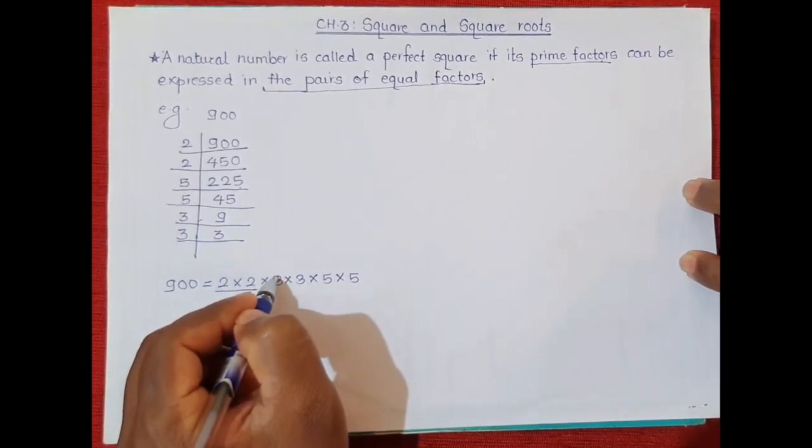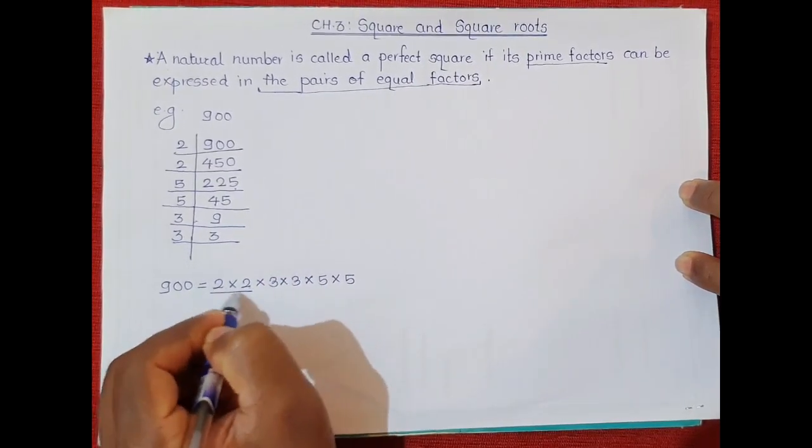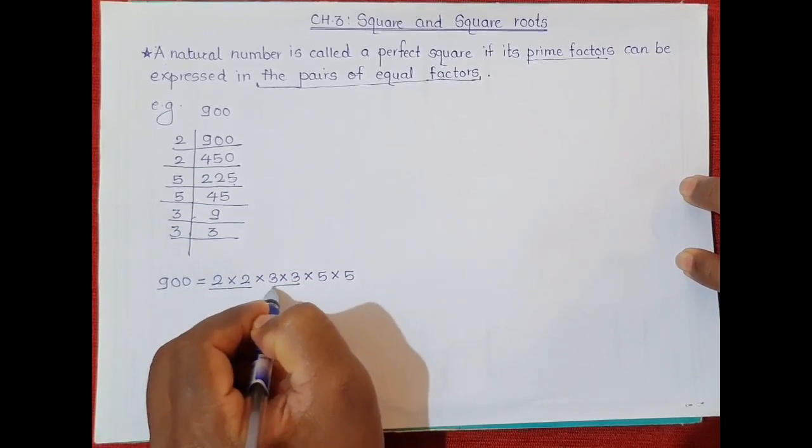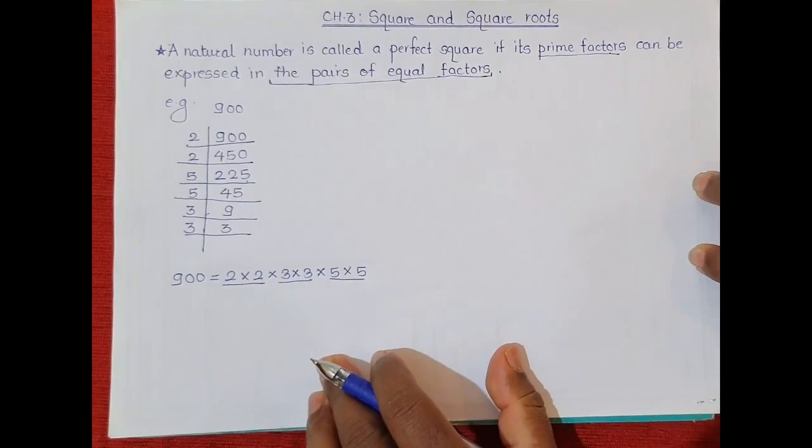2 is different, 3 is different. So a pair of equal factors means 2 and 2. Okay, so this is a pair of equal factors. 3 and 3, this is a pair of equal factors. 5 and 5, this is a pair of equal factors.